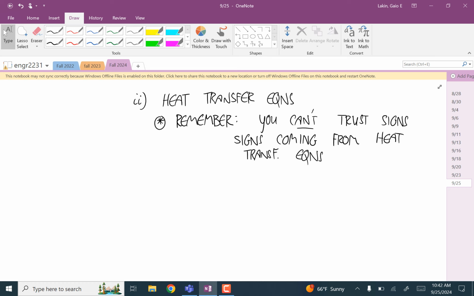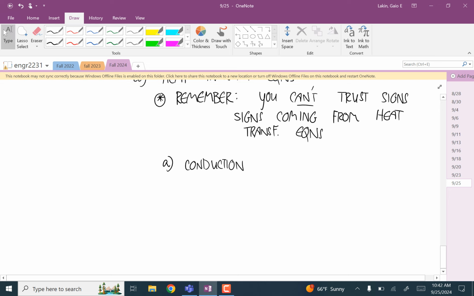So I'll write down these equations. The first one is conduction. And it says Q dot is equal to negative kappa times A times dT/dx. That negative sign, just forget that's there.